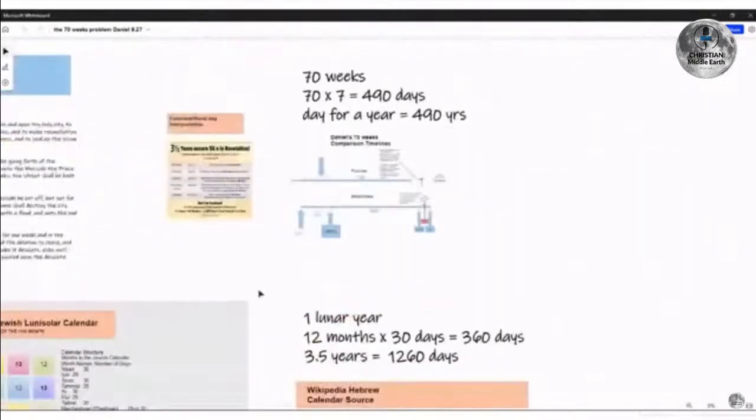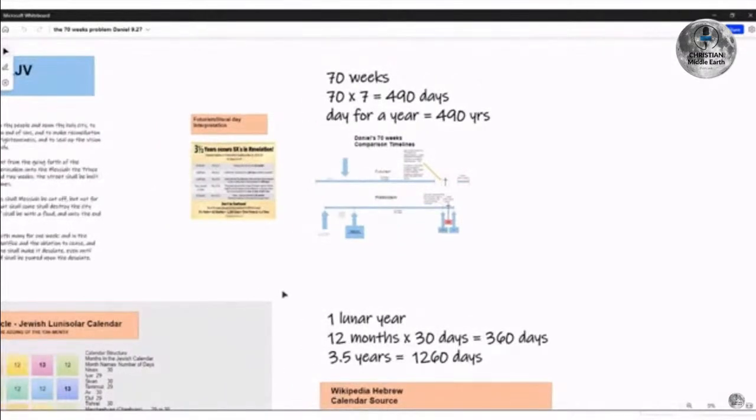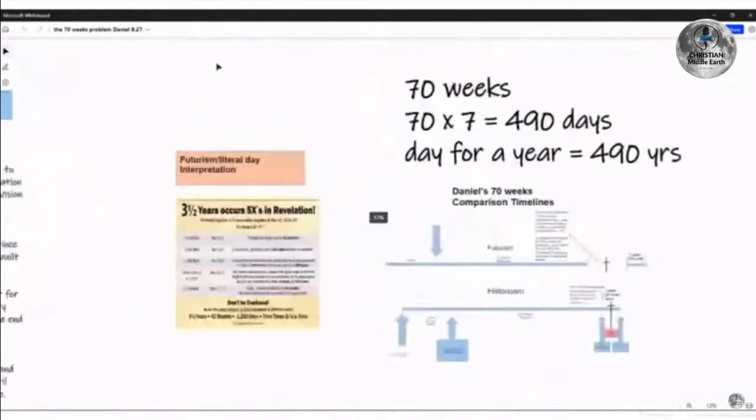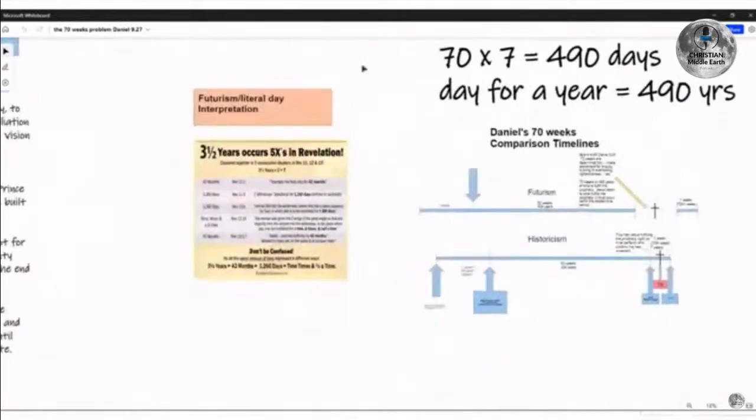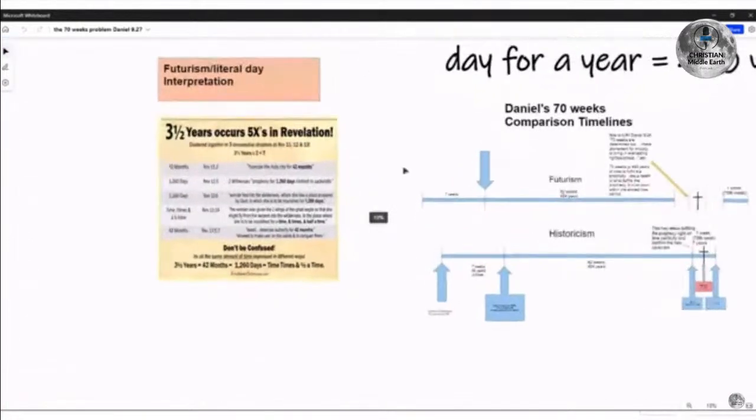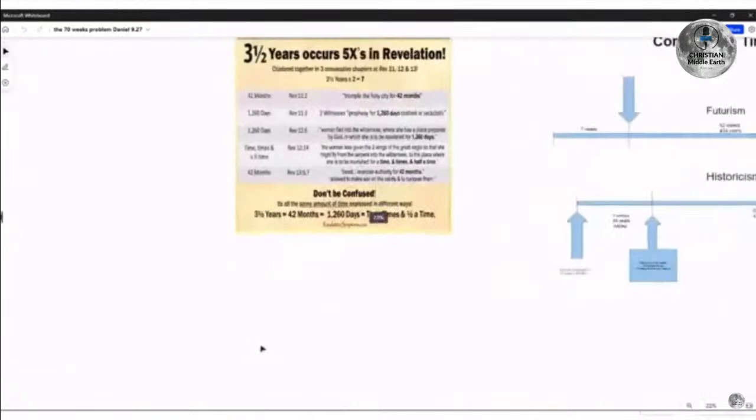My claim is that the time prophecies in Daniel, at least the ones mentioned in Daniel 7 to 12 that come back up in Revelation, are not literal, nor can be literal unless the Bible's not accurate. This is a chart from a futurist right here.